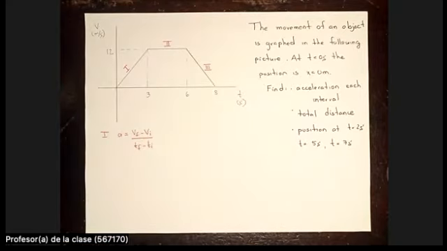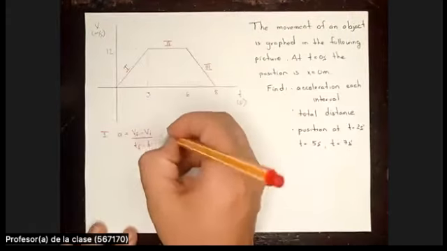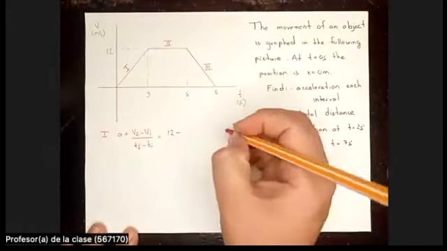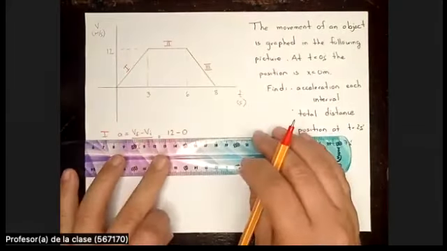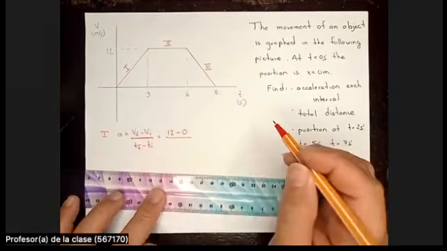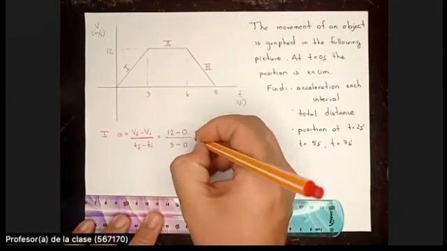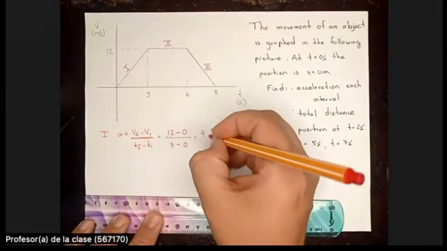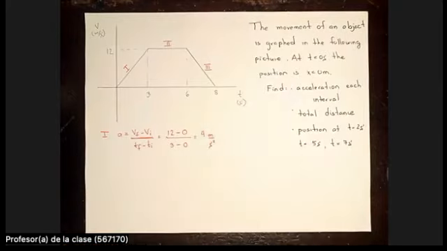So the final velocity will be 12, and the initial velocity will be 0. This is dividing by the final time, 3, the initial time, 0. That will be 4 meters by second squared. Okay?